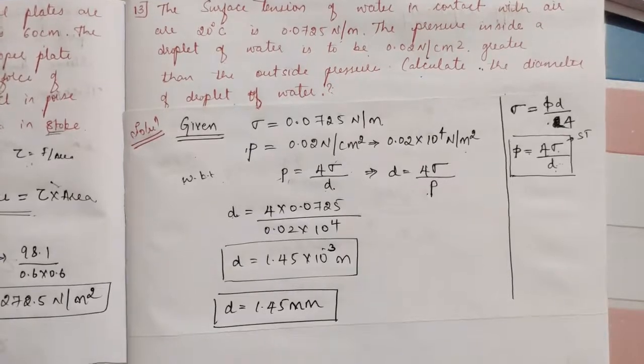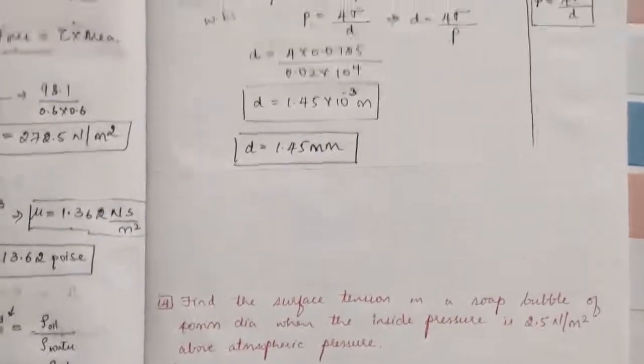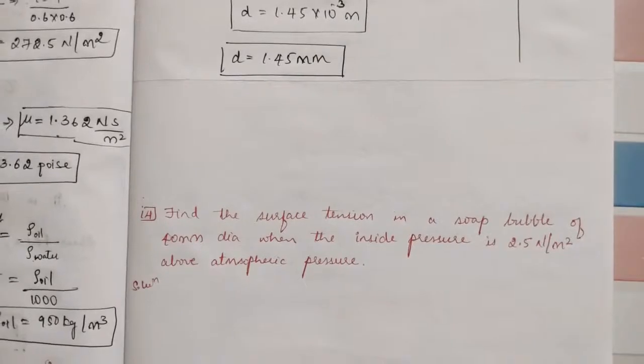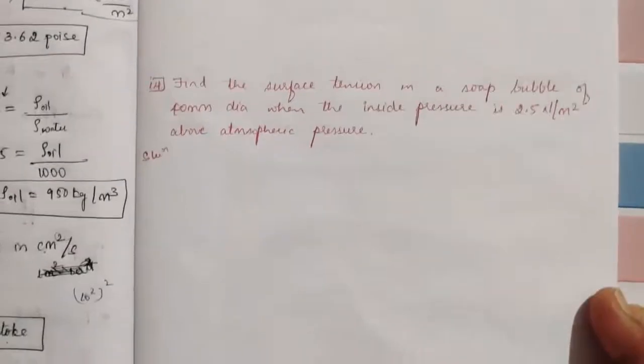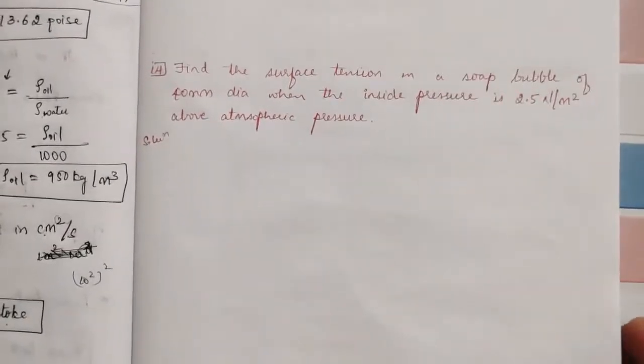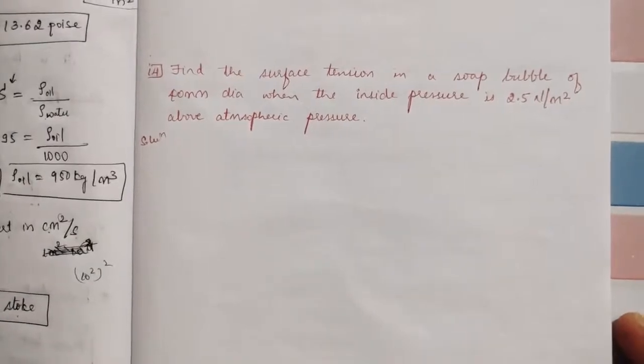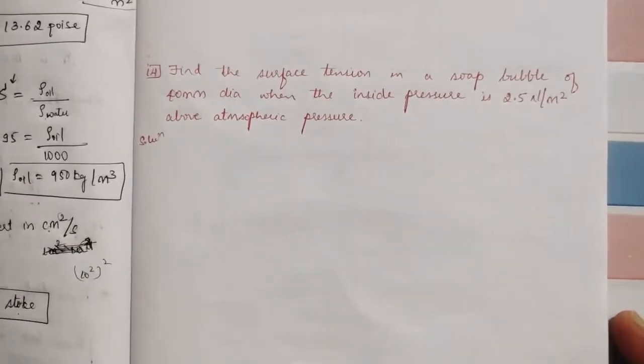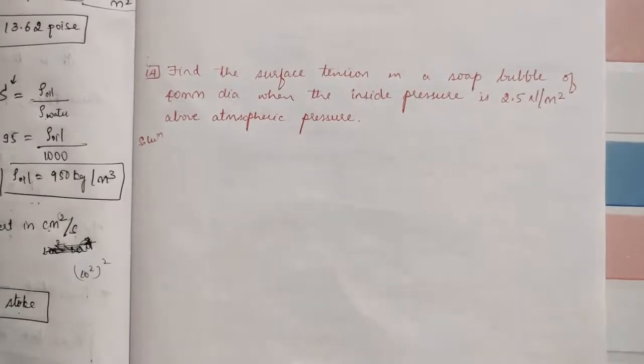Now let us see another example. Find the surface tension in a soap bubble. A problem on a bubble of 40 mm diameter when the inside pressure is 2.5 Newton per meter square above atmospheric pressure.